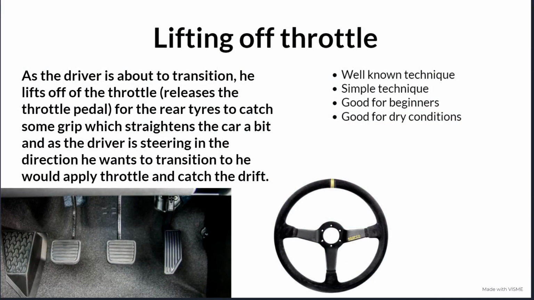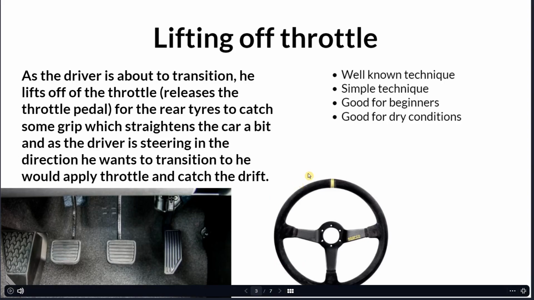And then the first technique we're going to discuss is lifting off throttle. So this is as the driver is about to transition, he would lift off the throttle, so he'd release the throttle pedal for the rear tires to catch some grip, which straightens the car a bit. And as the driver is steering in the direction he wants to transition to, he would apply throttle and catch the drift.